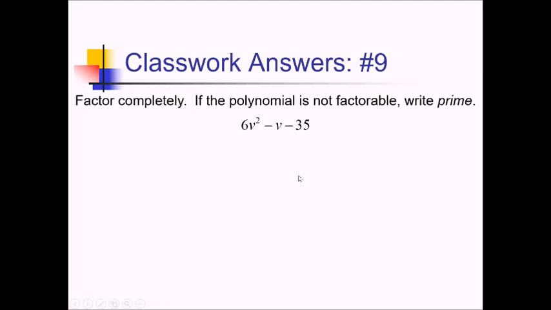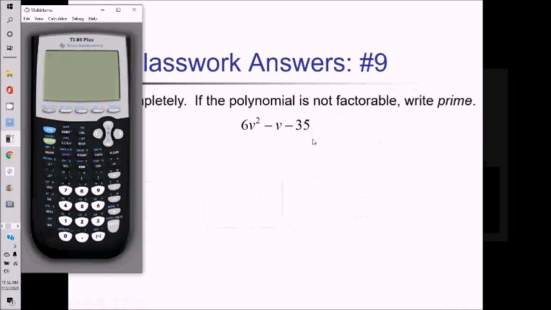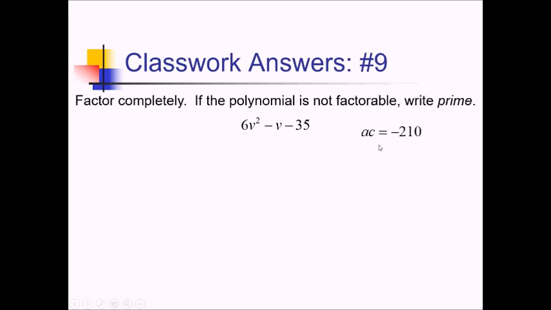On this problem, we have an a value that's not 1, and we can't factor out any common factors here. So let's just go to the AC method. 6 times negative 35, let me do that on the calculator. So that's going to be, let's see here, 6 times 35 is 210, so negative 210 then. Now I need factors of negative 210 that add up to negative 1.